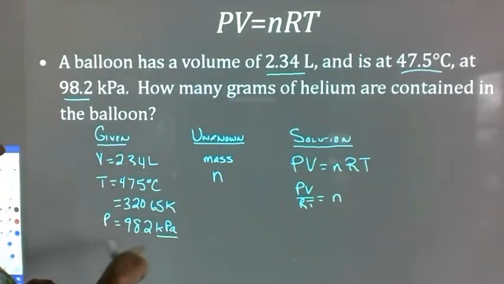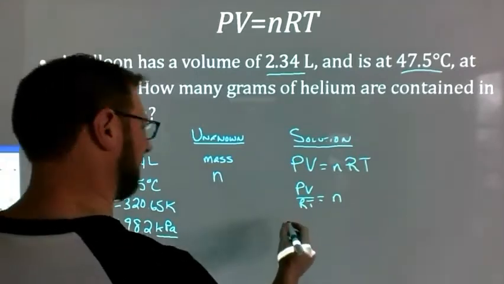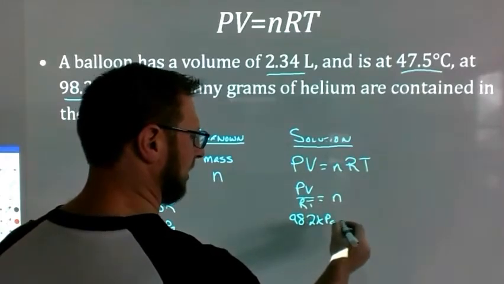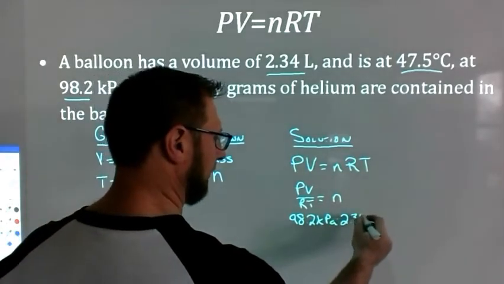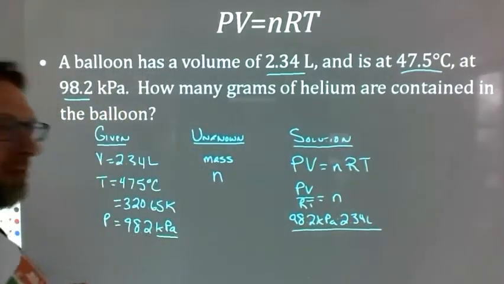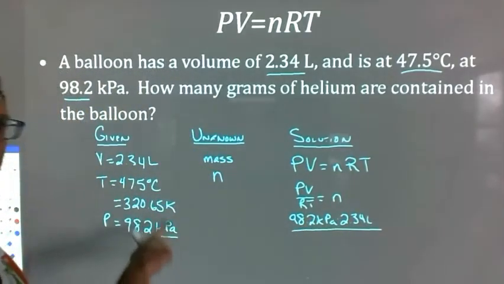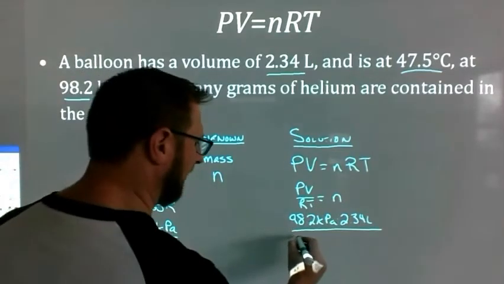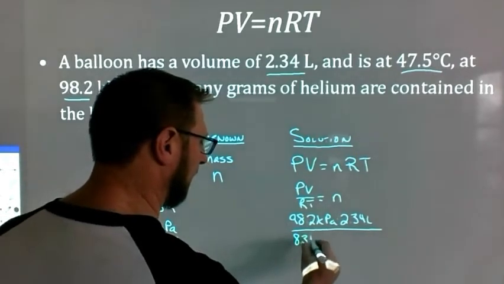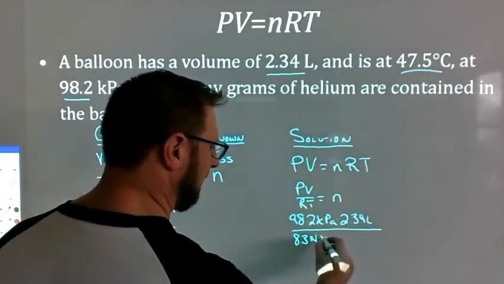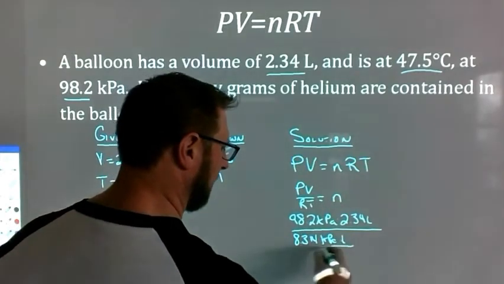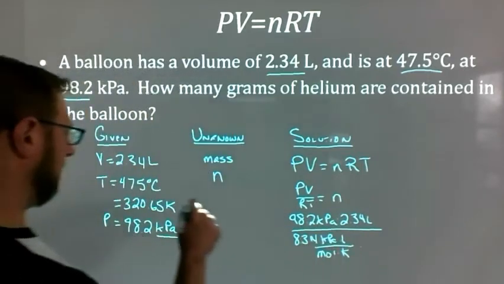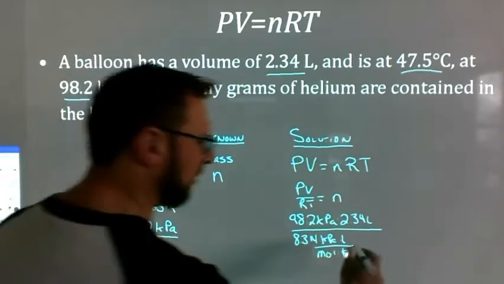When I come over here and plug in my values, P is 98.2 kPa. V is 2.34 liters. R in this case, remember we're going to look at our pressure units, and because we're in kPa here, we're going to need the value that goes along with that. And the value for R is 8.314, and our units are kPa times liters over moles times Kelvin. And T in this case is 320.65 Kelvin.